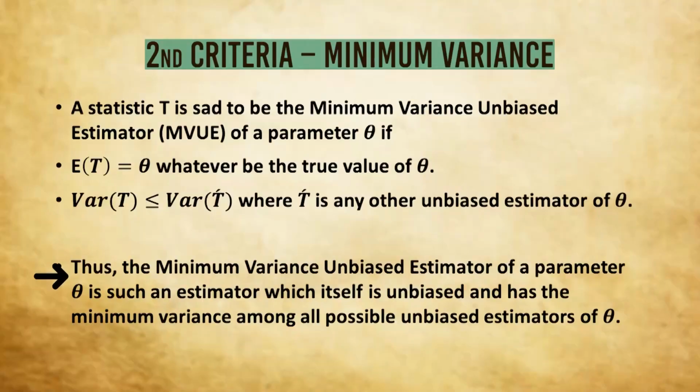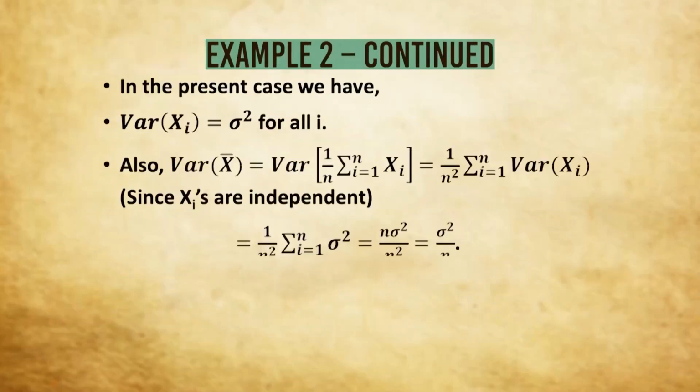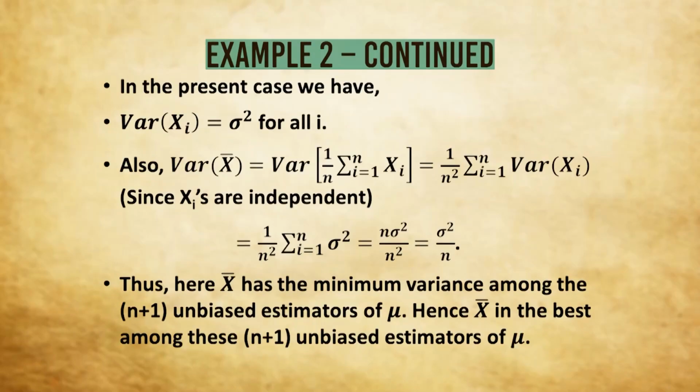In this sense, this estimator will be called a minimum variance unbiased estimator. We go to the second example once again. In the present case, since x1, x2, ..., xn is a random sample drawn from a population with mean mu and variance sigma square, we must have variance of xi equal to sigma square for all i. We now compute variance of x bar.